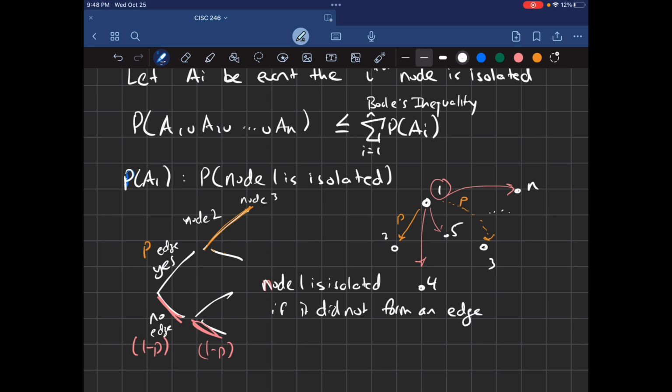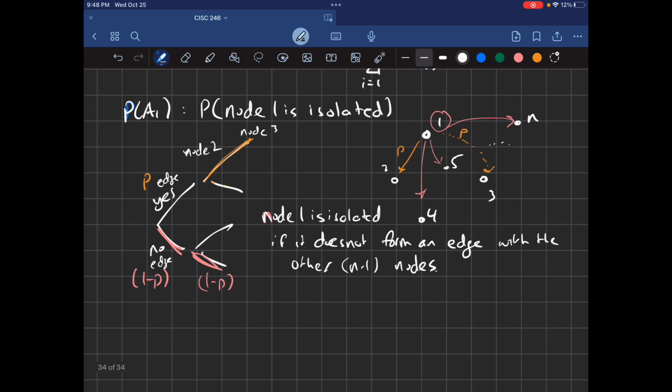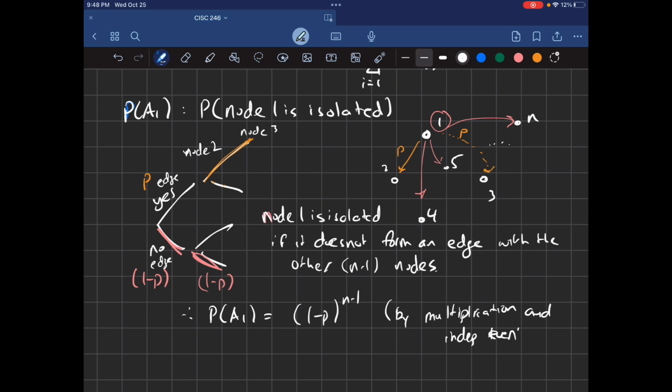If it does not, I should say, if it does not form an edge with the other n minus 1 nodes. Okay, and so therefore probability A1 equals 1 minus p to the n minus 1, and that's by the multiplication rule. And these are independent events. Right, independent trials, I guess you could say.